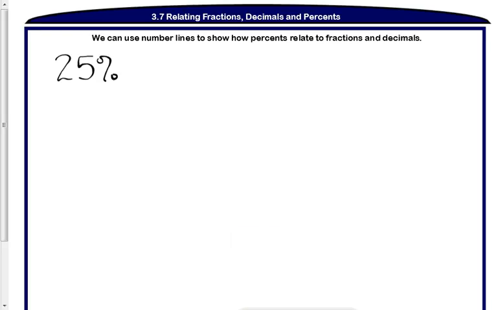Today we're going to talk about how we can use number lines to show how percents relate to fractions and decimals. We're going to start with 25%. We know from our studies that 25% can be converted to a fraction, which would be 25 out of 100. We also know that we can convert that to a decimal, which would be 0.25.